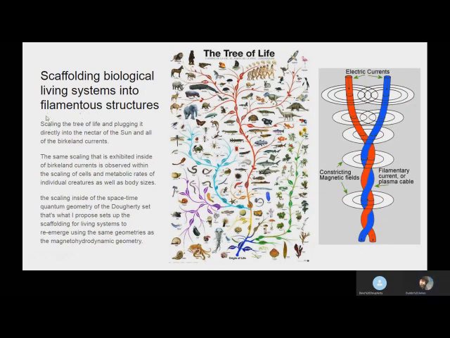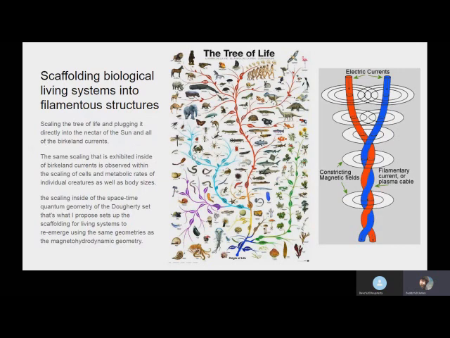So that we don't really think about, that's part of the memory of the scaffolding of these chirps and the harmonies of the higher aurora borealis frequencies that are attached to everything. So scaling the tree of life and plunging it directly into the nectar of the sun and all of the Birkeland currents.